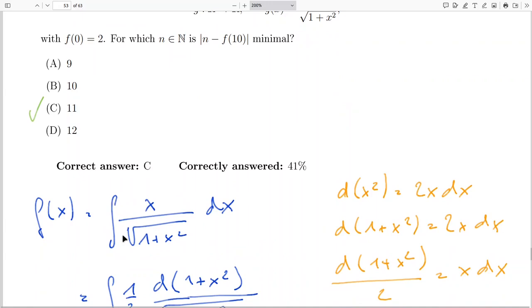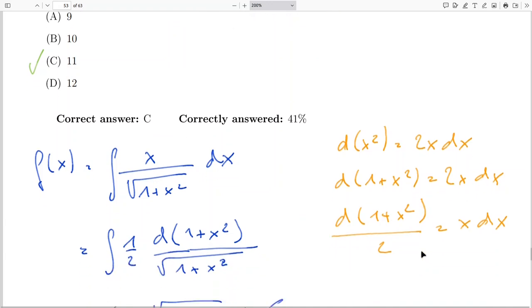So the integral of x divided by the square root of 1 plus x squared dx. Well, you can rewrite d of x squared as 2x dx, or you can add any number in here that just disappears with the derivative, so it's the same as d of 1 plus x squared, still 2x dx. Or d of 1 plus x squared over 2 is x dx, and that's what we see here, x dx.